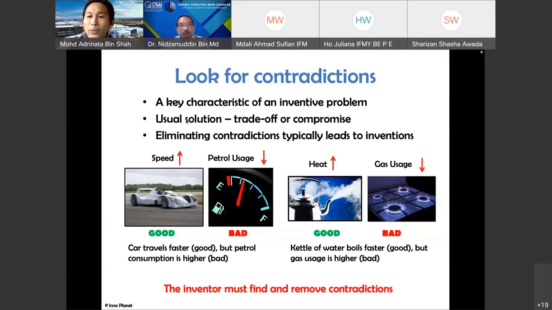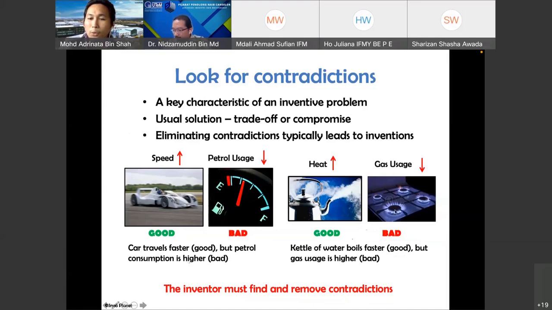If you want to save fuel, if you want to get the best fuel consumption, you need to drive slow. So you sacrifice the speed. Good and bad: the car travels faster is good, but petrol consumption is higher. Another example is a kettle of water that boils faster.